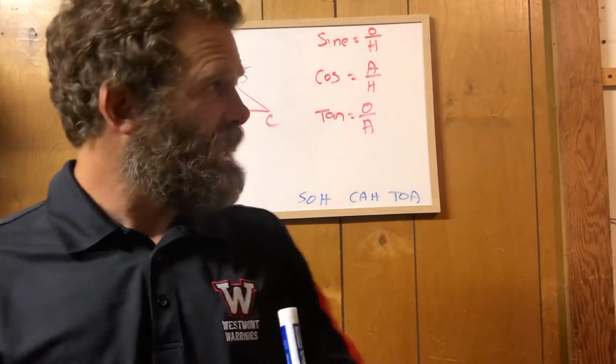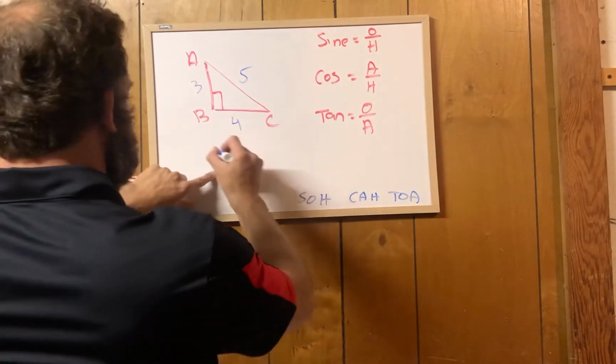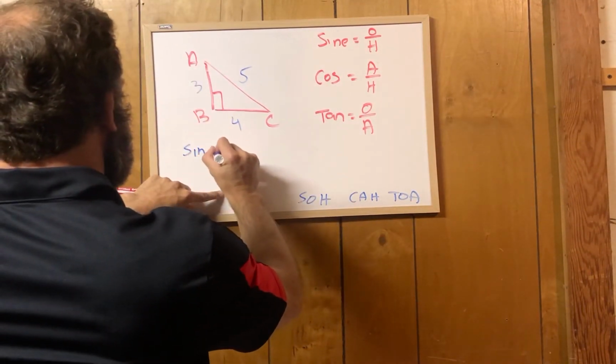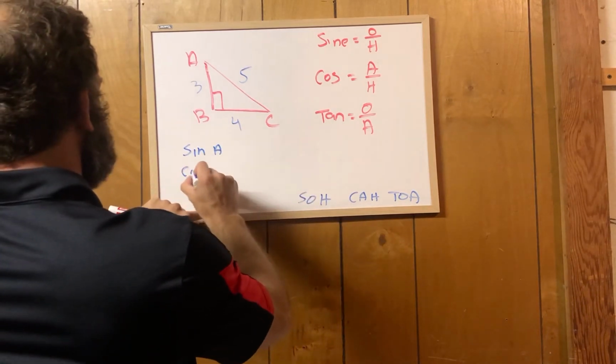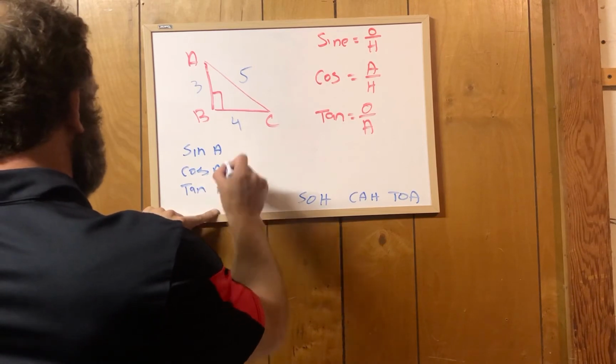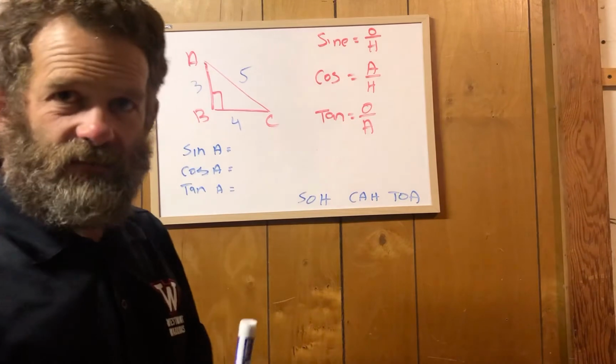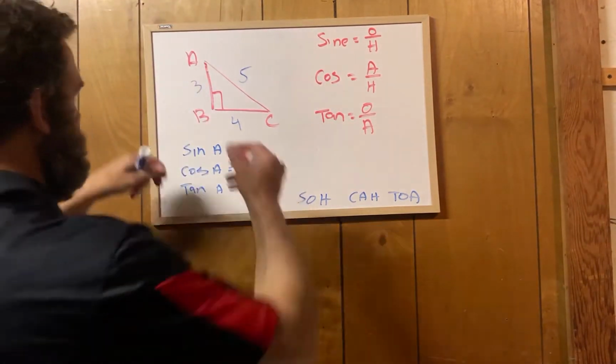And the way it's going to be asked is this. What is sine of angle A? What is cosine of angle A? What is tangent of angle A? And all you're going to do is this. Whatever angle they're talking about, circle that.